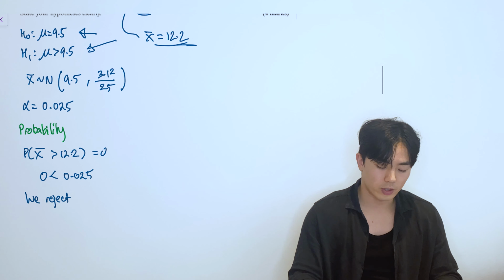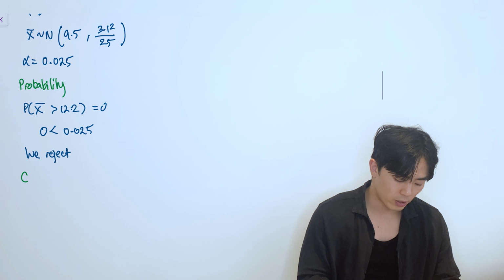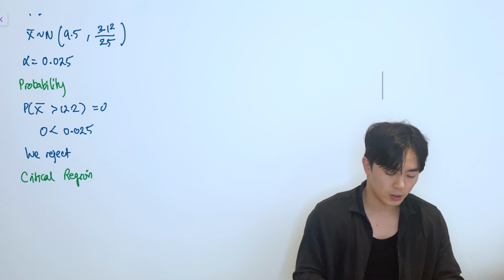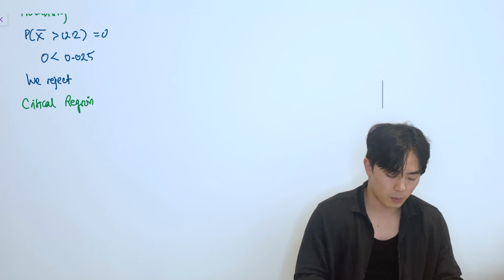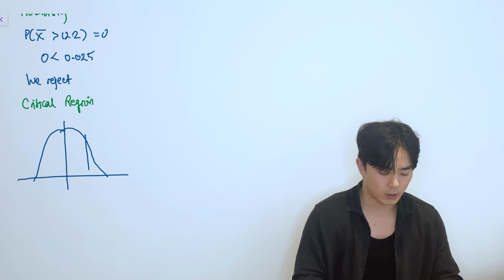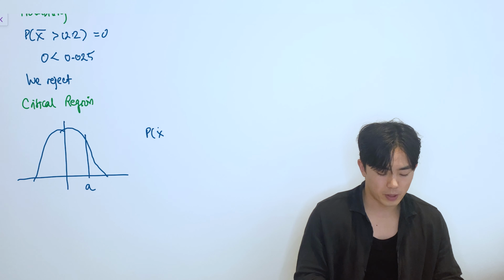We can also use the critical region method, right? So critical region. I'm going to draw my bell curve like this. Because it's a larger than, one-tailed test, we're trying to find this A value here. So we know that the probability that X bar being bigger than or equal to A should be less than the significance level, so 0.025.